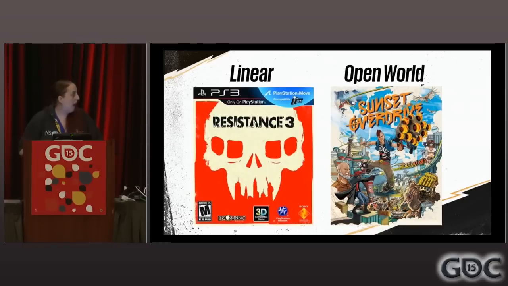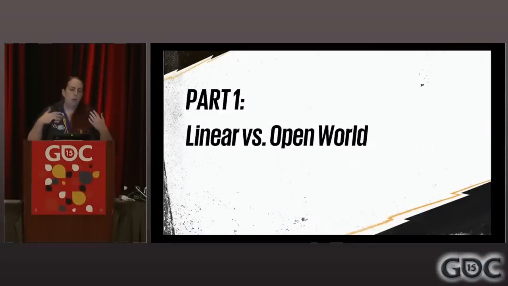Throughout this, I'm going to be comparing and contrasting our process on linear games, and I'll use Resistance 3 as the example, since I've worked on that one. As our open world example, obviously, I'm going to use Sunset Overdrive. These are my compare and contrast whenever it's appropriate. With that said, I'm going to dive right into what we mean by a linear game and what we mean by an open world game.